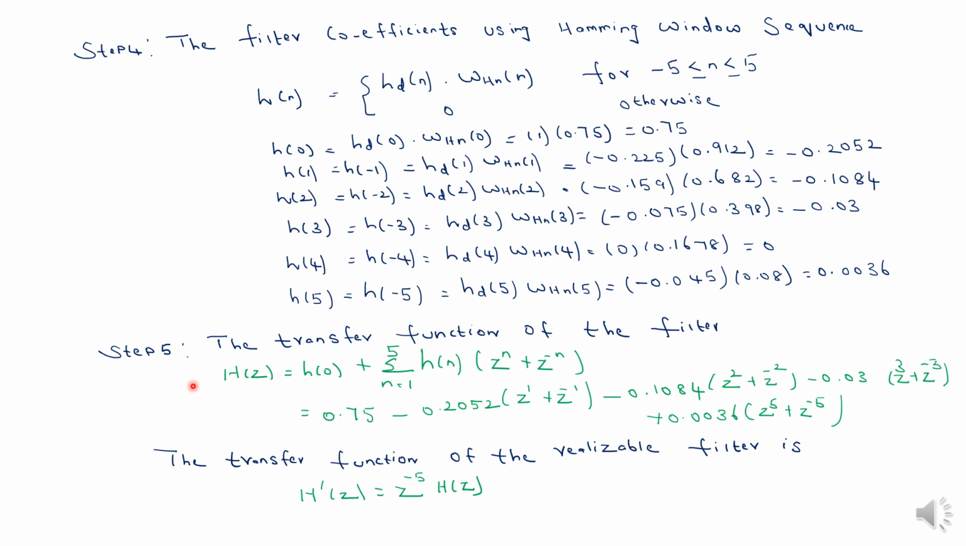Then moving on to step number 5, finding the transfer function of the filter, which is given by h of z equal to h of 0 plus summation n from 1 to 5 h of n into z power n plus z power minus n. Substituting the values of the filter coefficients, we arrive at the final value here. Finally, the transfer function of the realizable filter is given by h dash of z, which is equal to z power minus 5 into h of z. By this, we can design a filter using any of the available windows.